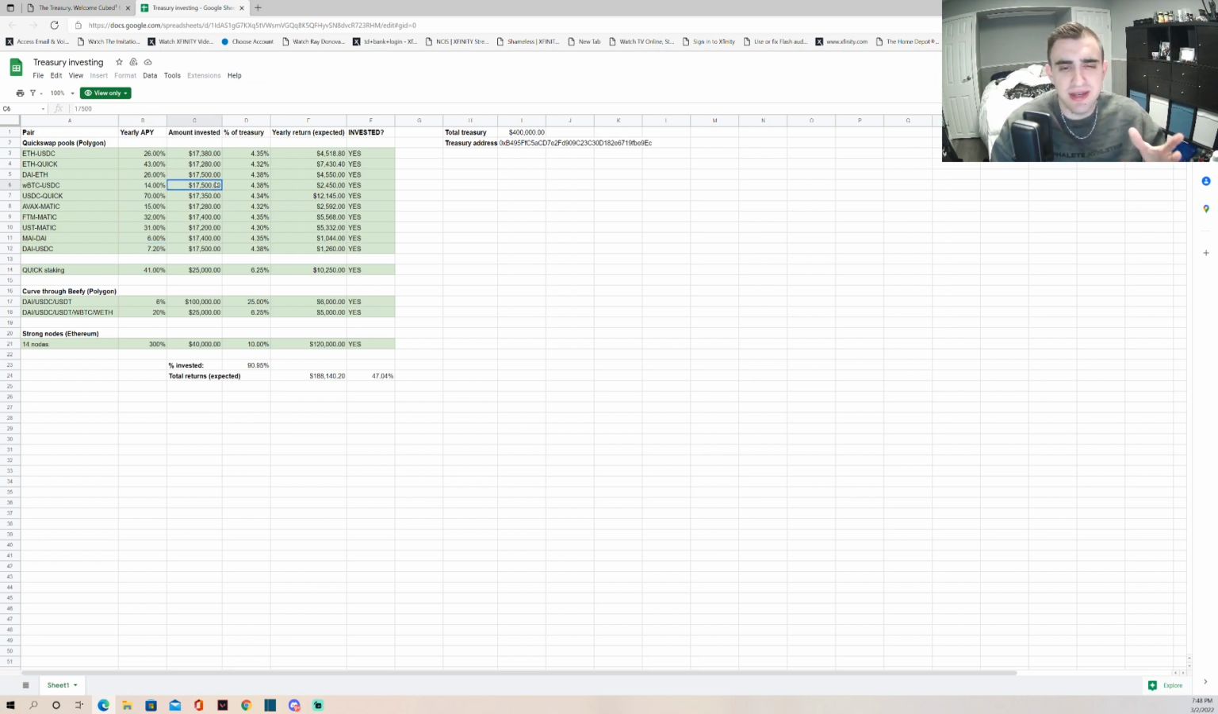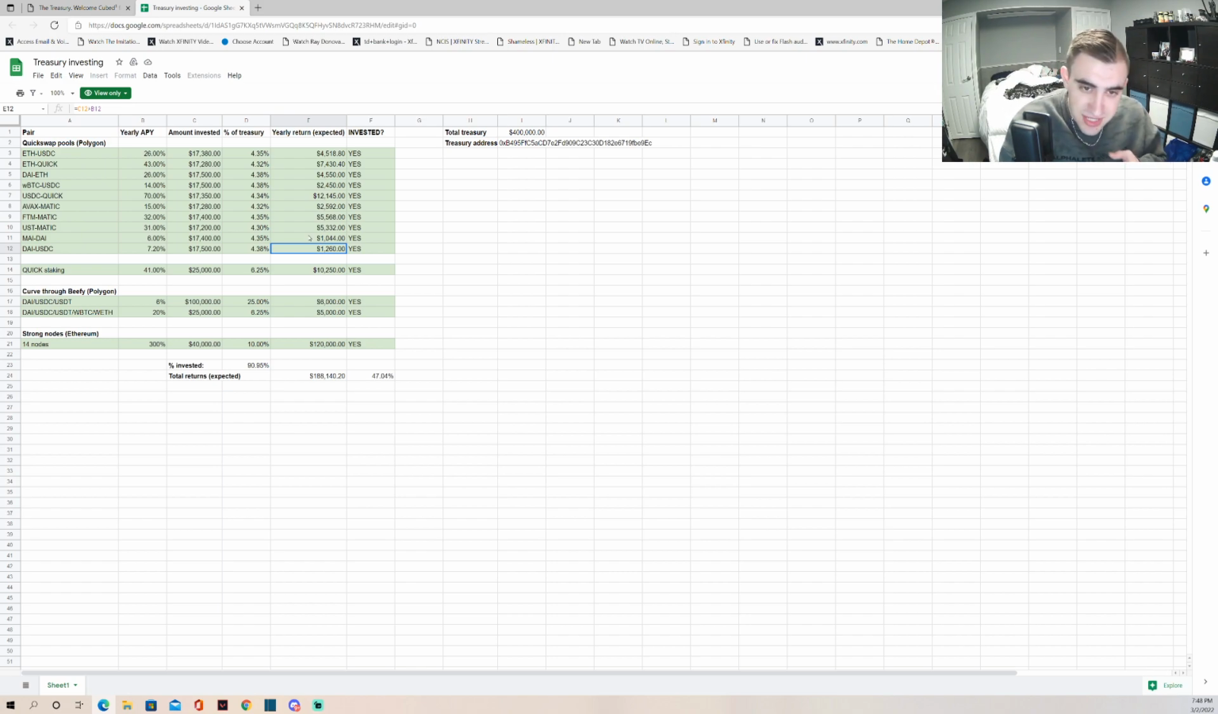They pretty much invested $17,500 on average into all these different farms and yields. So I like that. It's very minuscule. The yearly returns on these are not phenomenal, but they're stable. They're easy, they get back the money, and I think that's all that matters. Having something sustainable, pretty safe, with minimal risk tolerance is important for a treasury. So total treasury address is 400,000.